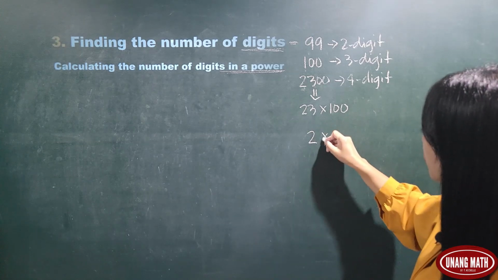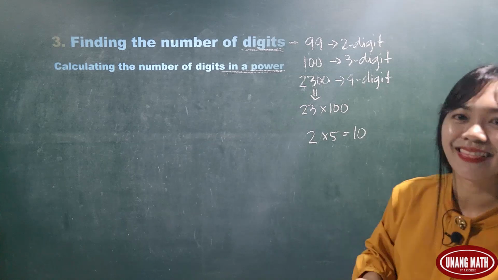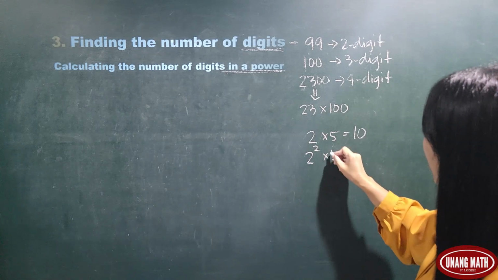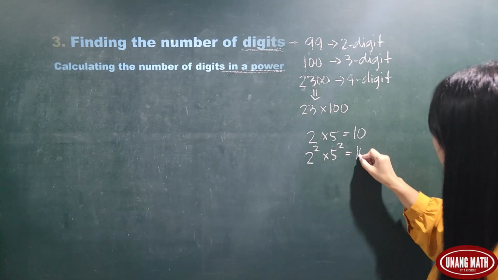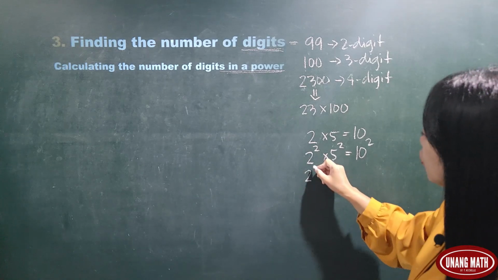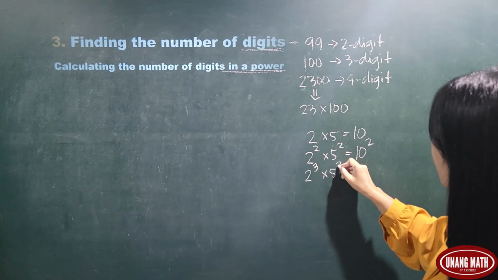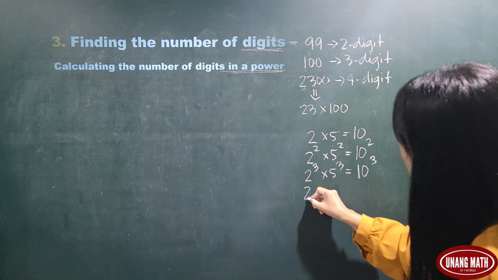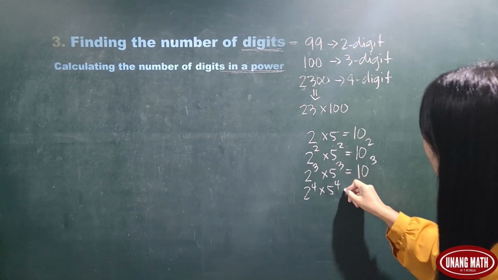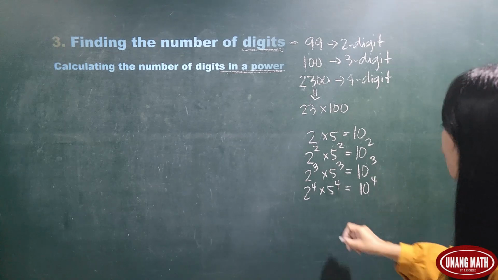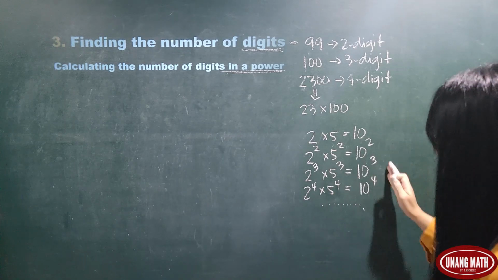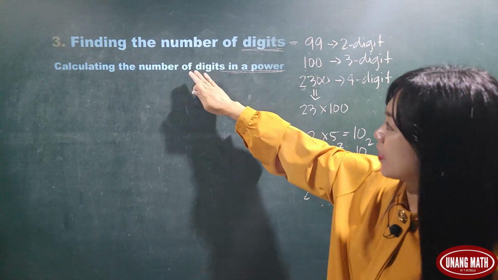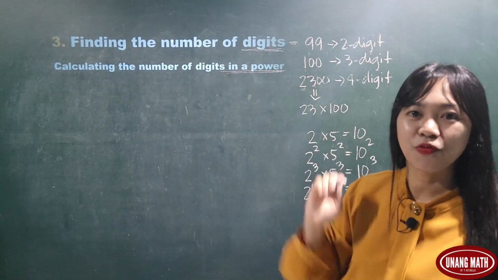We know that 2 times 5 is equal to 10. We already studied this one. So if we have 2 raised to the power of 2 times 5 raised to the power of 2, this is equal to 10 raised to the power of 2. 2 raised to the power of 3 times 5 raised to the power of 3 is equal to 10 raised to the power of 3. 2 raised to the power of 4 times 5 raised to the power of 4 is equal to 10 raised to the power of 4, and so on and so forth. So we already know this one. We will use this concept to answer this type of question.